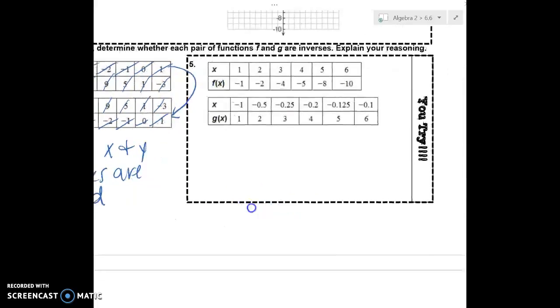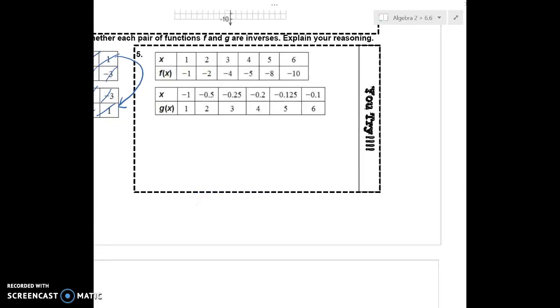Now I need you to go ahead and try number 5 on your own, to see, do the exact same thing we did for number 4. If you need to rewind, go ahead and rewind it.